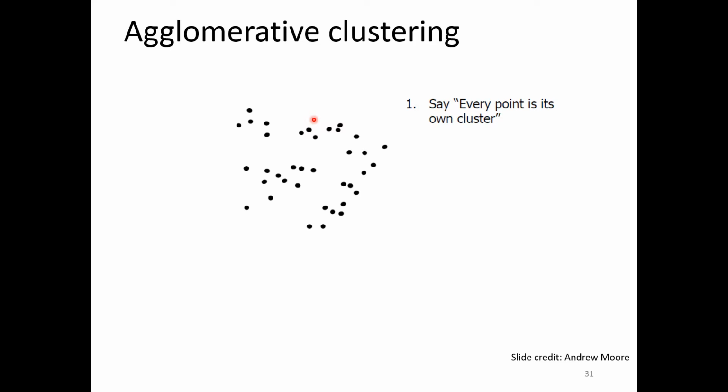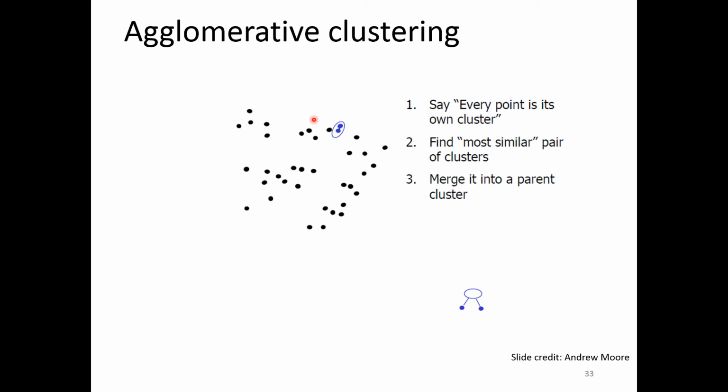And this is so-called agglomerative clustering. To begin with, you can say every point is a cluster, and then you start to find the most similar one, pair them together, merge them to form a parent cluster, and then repeat and repeat again.